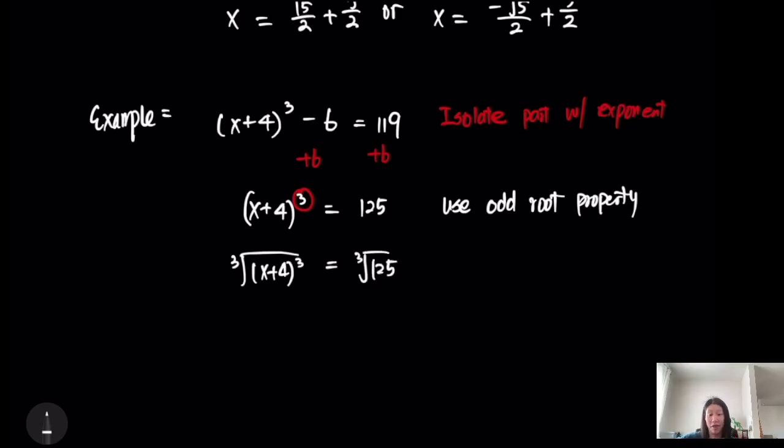You don't have a positive and negative because the cubic root will align with the sign, unlike the even power. Okay, so now after I simplify, I have x + 4 equals the cubic root of 125, which is equal to 5, so x is equal to 1. That will be our solution.